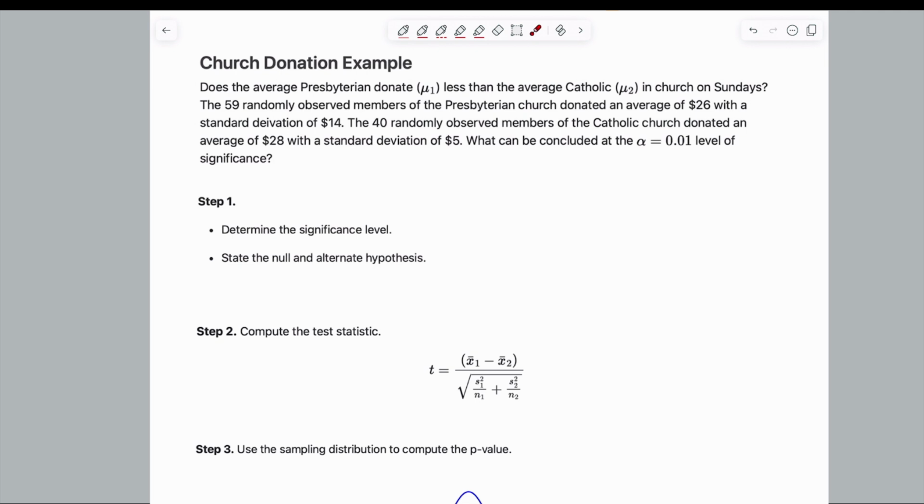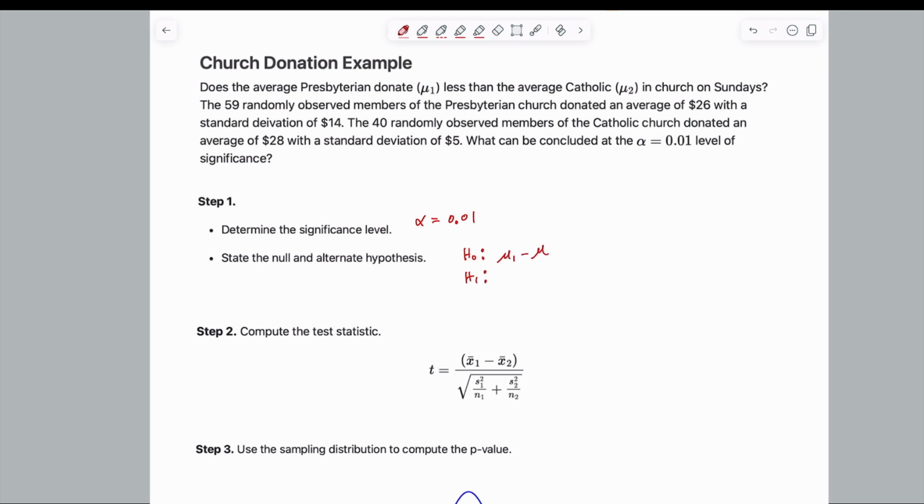So we're going to basically test the claim that Presbyterians donate less than Catholics on Sunday. So step one in a hypothesis test is to always state the null and alternative hypothesis. So alpha here is given as the level of significance of 0.01. Next we have to state the alternative and the null. So this claim involves a difference of means.